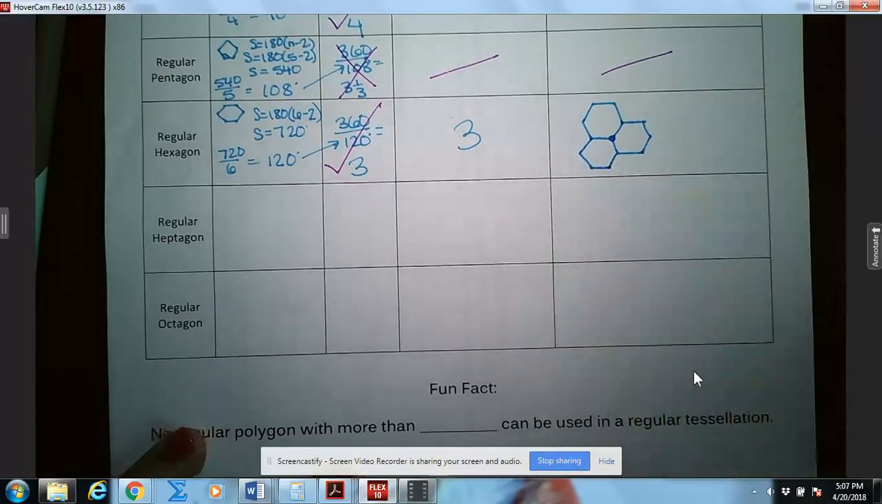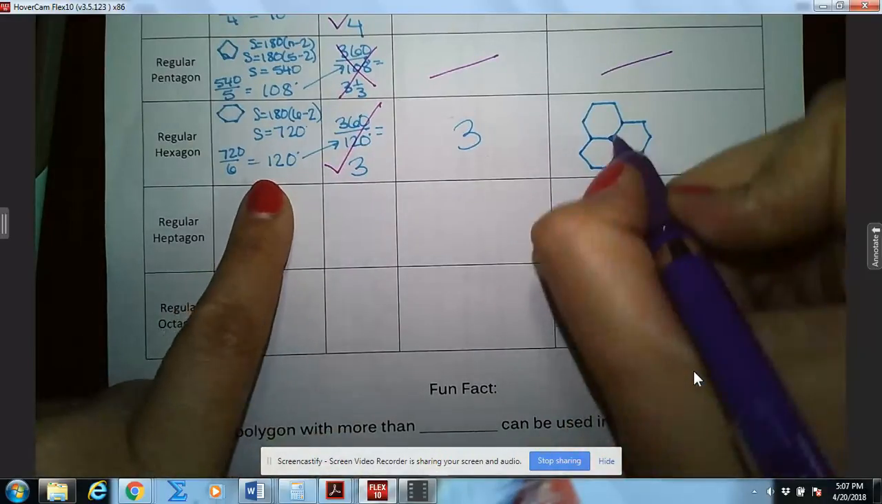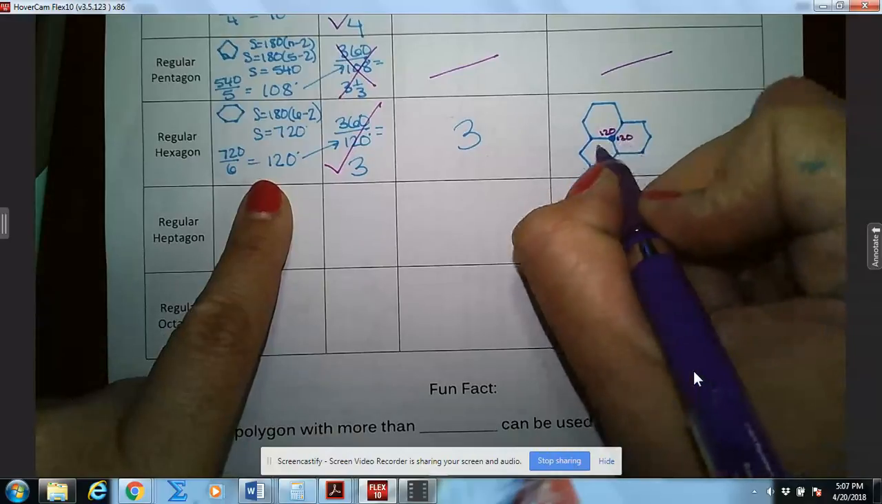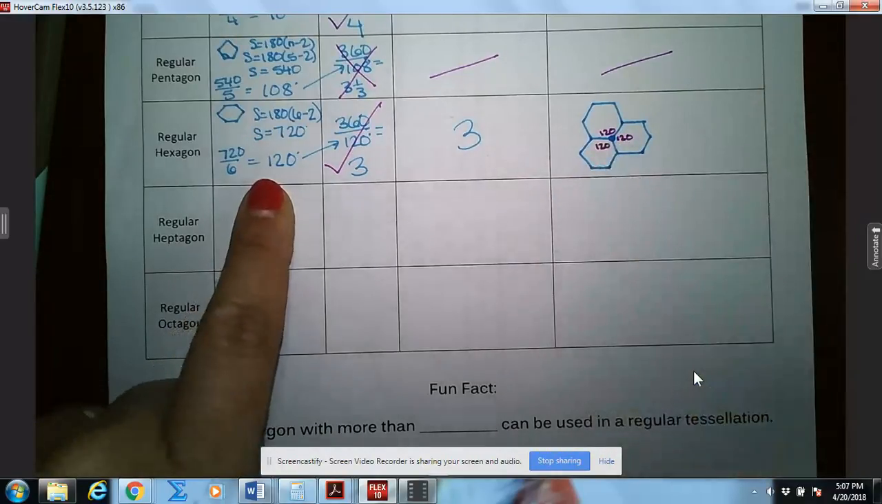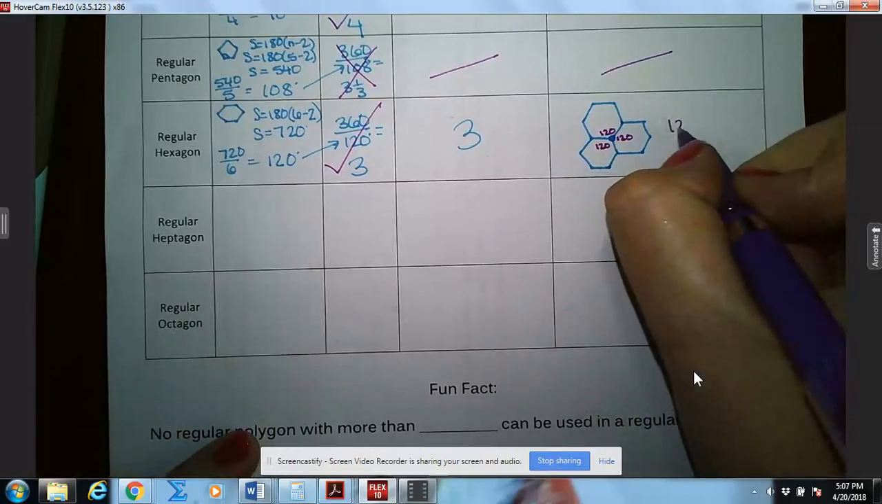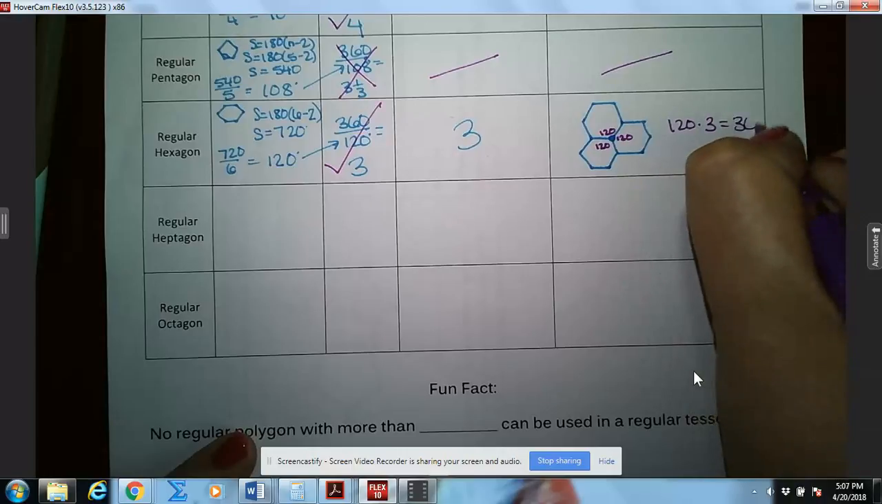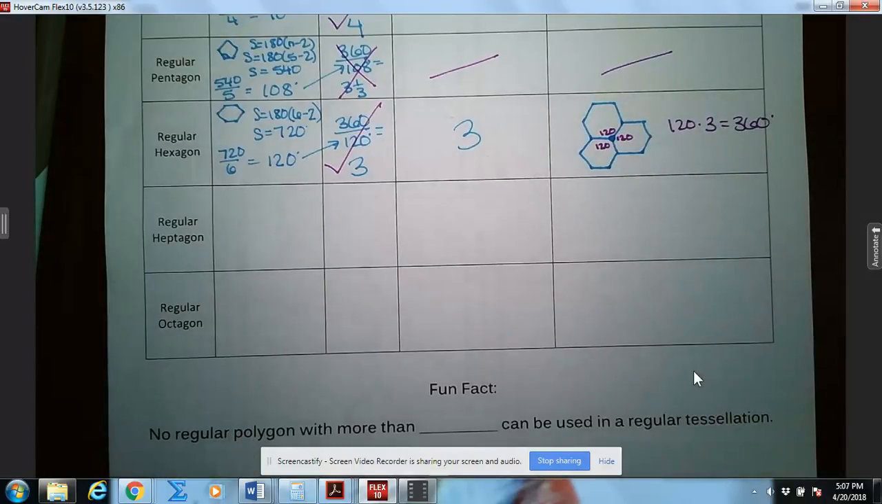Hexagon number 3. Each of these interior angles is 120 degrees if we can draw a perfect hexagon, which none of us can do by freehand. But that 120 with 3 hexagons makes 360 degrees, which is why it tessellates. Let's try a couple more.